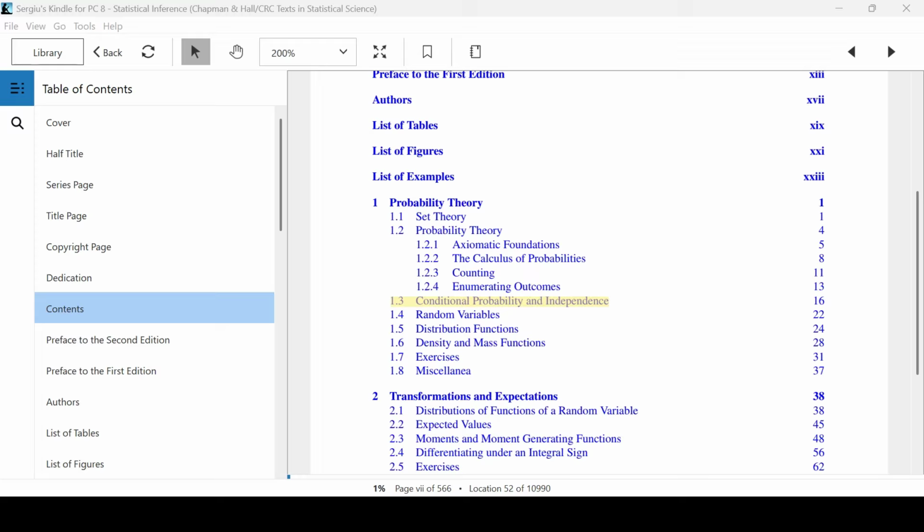Welcome to section 1.3 on conditional probability and independence. In section 1.2 on probability theory, we introduced the probability function, any function that satisfies the three axioms, Kolmogorov's axioms, is a probability function. In this section, we will introduce the conditional probability function.